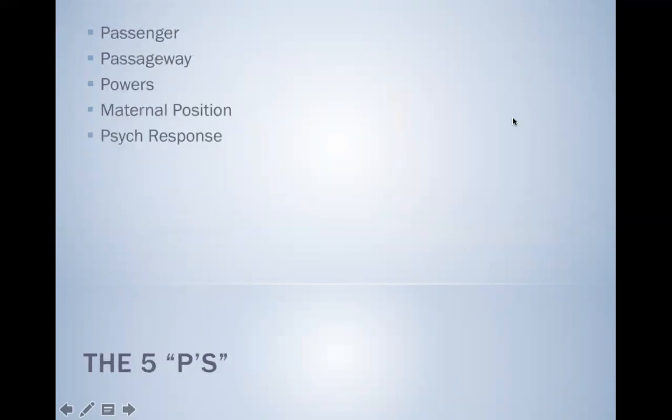So what are we talking about when we talk about the 5 Ps? And what does the 5 Ps refer to overall? The 5 Ps are what we're assessing to determine whether the baby's going to come out, essentially. So we're looking at the passenger, the passageway, the powers, the maternal position, and the psych response, and that's of the mom. So we're going to discuss each of these a little bit more in depth.